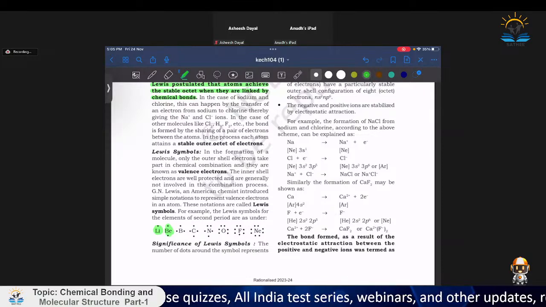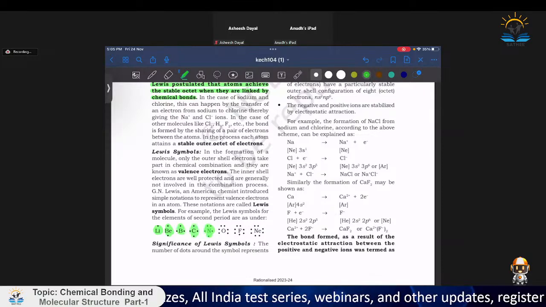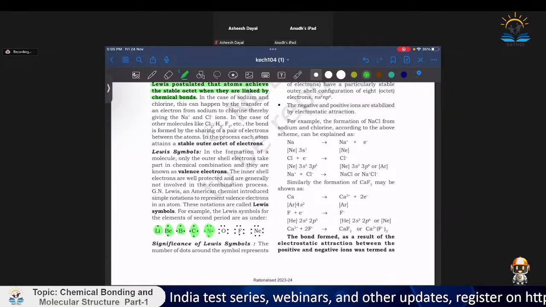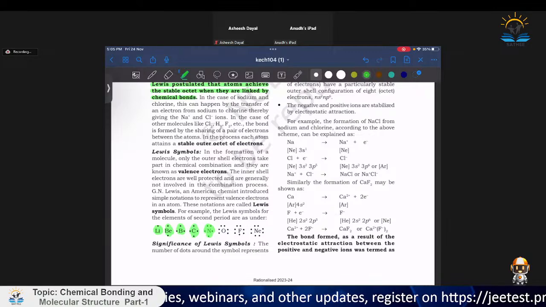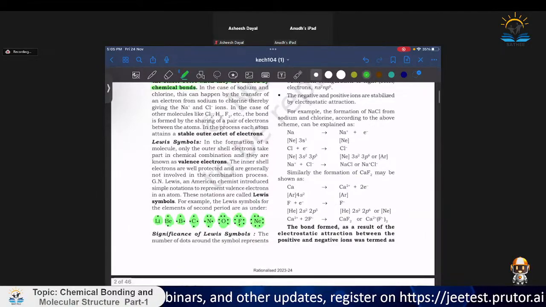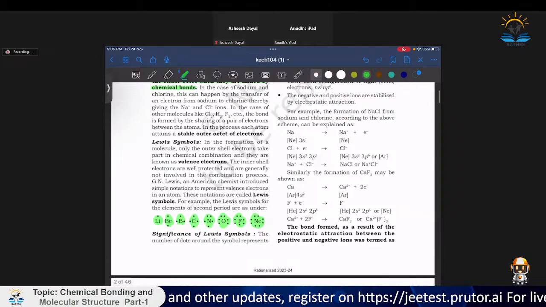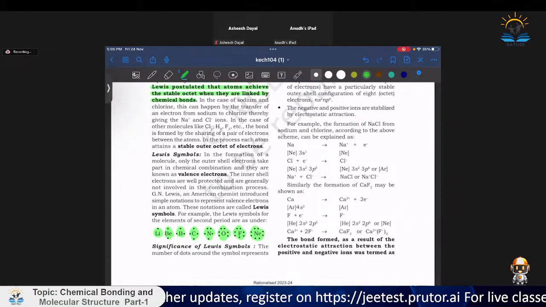It is very easy. You just need to know how many electrons are there in the outermost orbit of the atom. Now, the significance of the Lewis symbol is basically to determine how much short it is of achieving an octet. Now, what was Kossel's contribution?